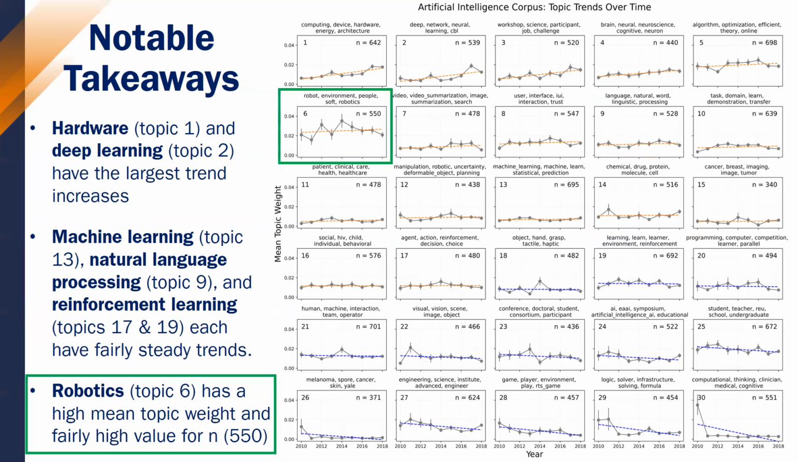We can also see topic 6 is about robotics, and this has a high mean topic weight and a fairly high value for n compared to the other topics, signaling that robotics is a very prevalent topic in our AI-themed corpus.